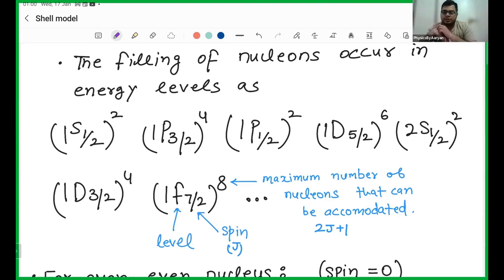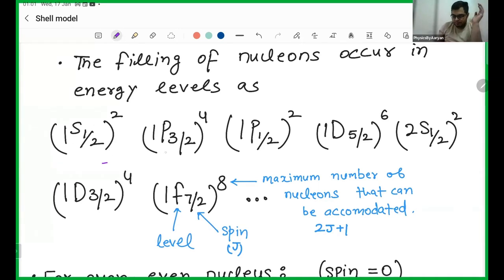Now the very first level is 1s half. So what is this s, what is this half? You can ignore the one, that basically means the first shell. That is not our purpose. S tells you in which shell you are, either the s shell, p shell, or whatever shell. Half tells you what your spin is: is it half spin, 3/2 spin, 5/2 spin? And this number two tells you how many nucleons can be in this shell. The number of nucleons is always equal to 2j plus 1, and this j is basically the spin. So if j is half, then 2j plus 1 becomes 2. It means in j half, you can have a maximum of 2 nucleons.